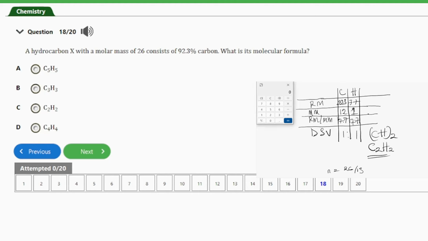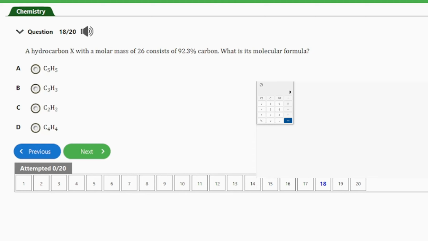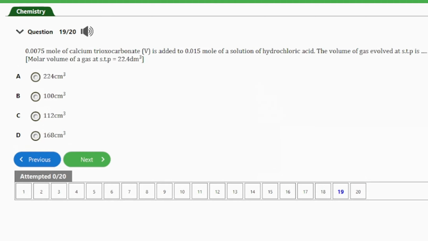So let's quickly go ahead and wipe this, and then let's consider the next question, guys. That's question number 19. So the question here says 0.0075 mole of calcium trioxocarbonate 5 is added to 0.015 mole of a solution of hydrochloric acid. The volume of gas evolved at standard temperature and pressure is.